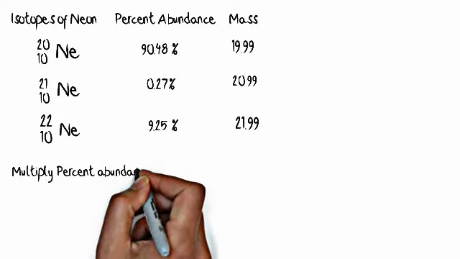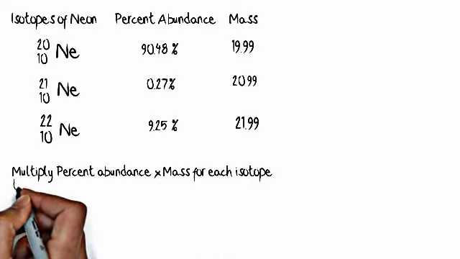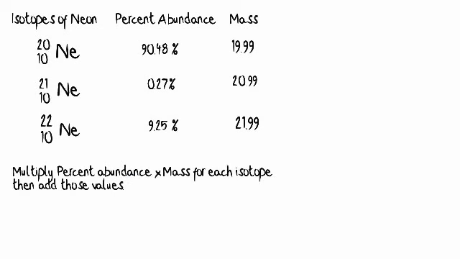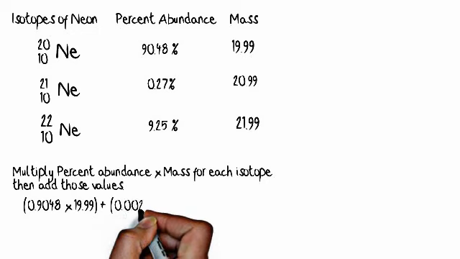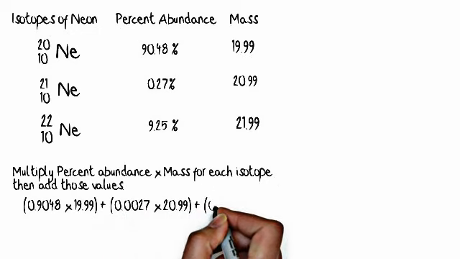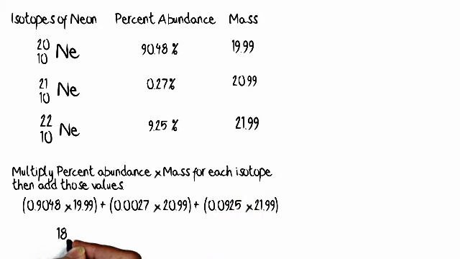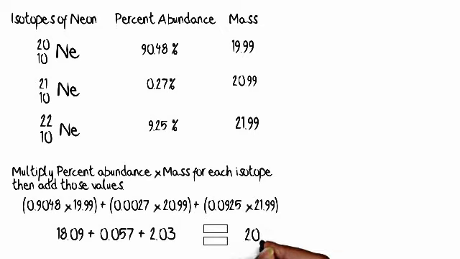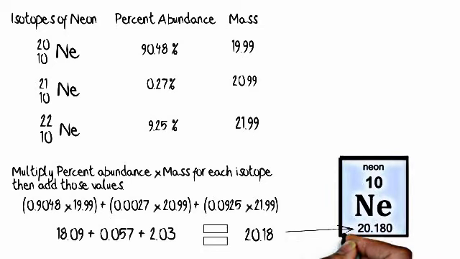So what we want to do is multiply the percent abundance for each isotope times the mass of each isotope and then add those values together. If you do that, what you'll get is 0.9048 times 19.99 plus 0.0027 times 20.99 plus 0.0925 times 21.99, which will give you, when you add up those numbers, 20.18 as the value, which you see matches the number on the periodic table. That's how we calculate an average atomic mass.